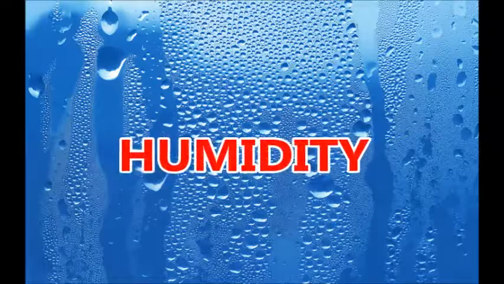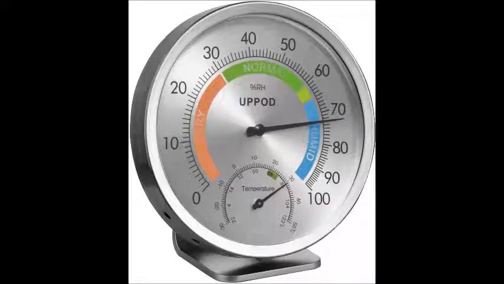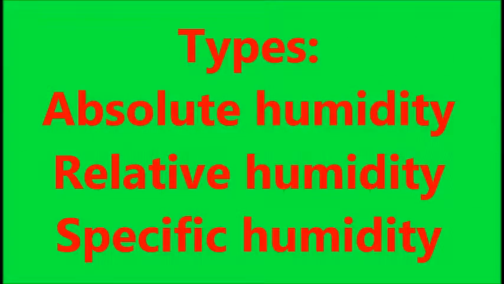Humidity. The amount of water vapor or moisture present in the air is called humidity. Humidity is measured by using an instrument called hygrometer or psychrometer. Humidity is expressed in different ways. Important among them are absolute humidity, relative humidity, and specific humidity.